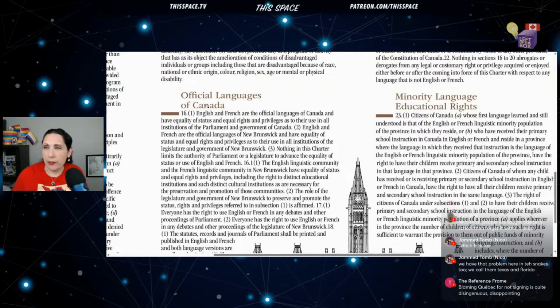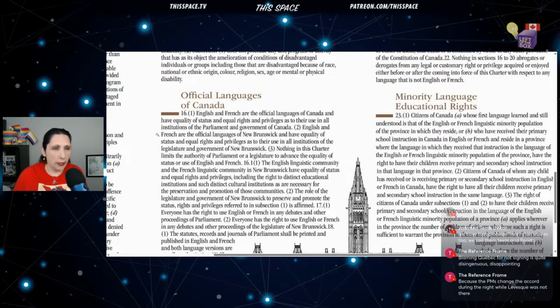So, official languages of Canada. I keep looking over here, even though it's right in front of me, but it's bigger over here for me, so you'll have to excuse me as I'm looking away from where it is on your screen. English and French are the official languages of Canada and have equality of status and equal rights and privileges as to their use in all institutions of Parliament and Government of Canada. So on all of our packaging, we have English and French written out.